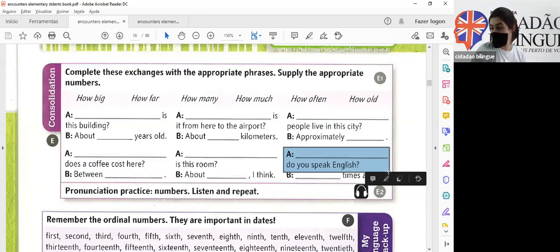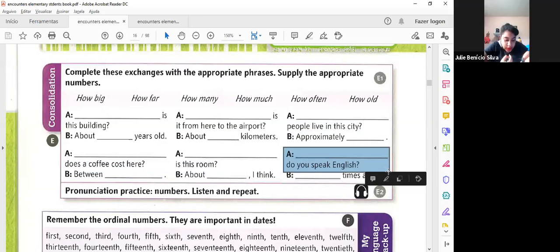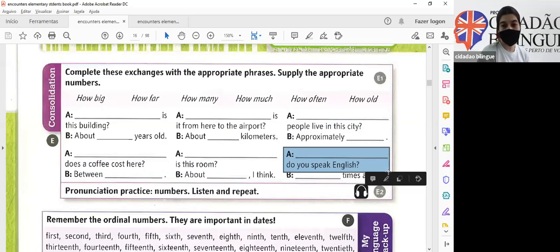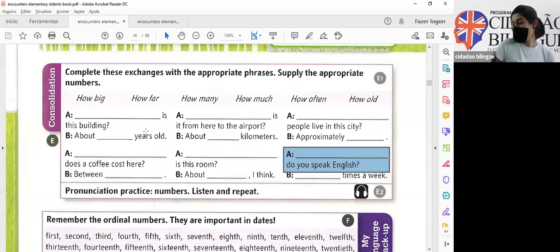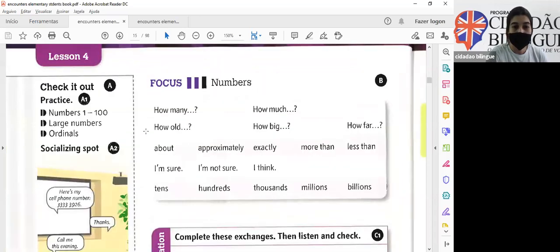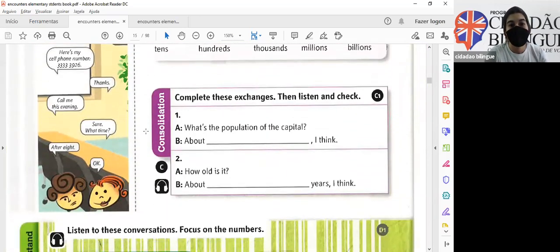Do you speak English? How often do you speak English? Very good. All right. So you guys, the answers, the numbers, you are going to supply the appropriate numbers. Vocês mesmos vão providenciar os números apropriados. All right. Okay, so let's go back to this exercise right here, okay?